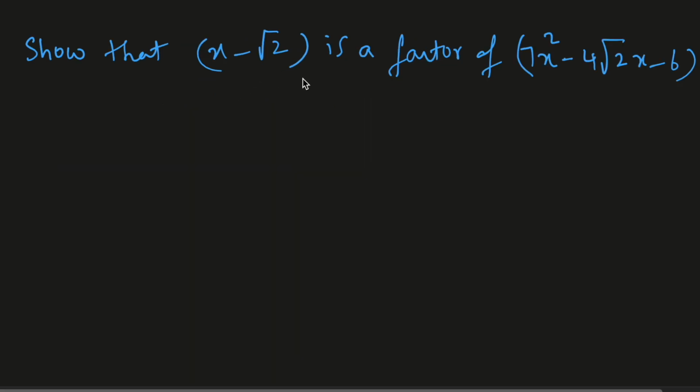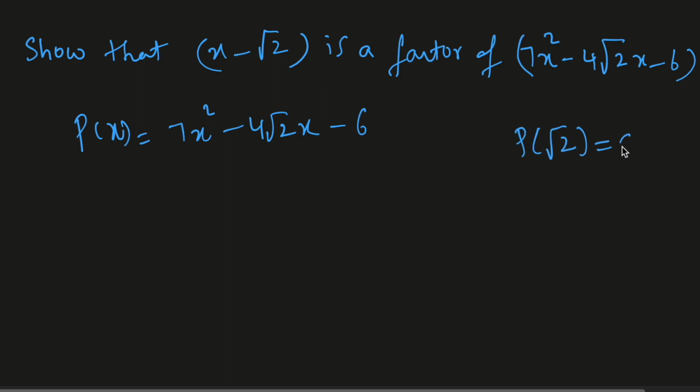Show that x minus root 2 is a factor of 7x square minus 4 root 2 x minus 6. Let p(x) be equal to 7x square minus 4 root 2 x minus 6. You have to prove that x minus root 2 is a factor of this polynomial. So, to prove that x minus root 2 is a factor, you have to prove that p(root 2) is 0. Let us find p(root 2). So now you have to substitute root 2 in place of x.